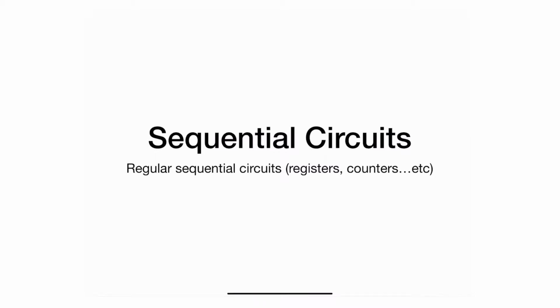The output and state depend on inputs and previous states for finite state machines. It doesn't only depend on whatever comes before. Okay, so these are the distinctions.